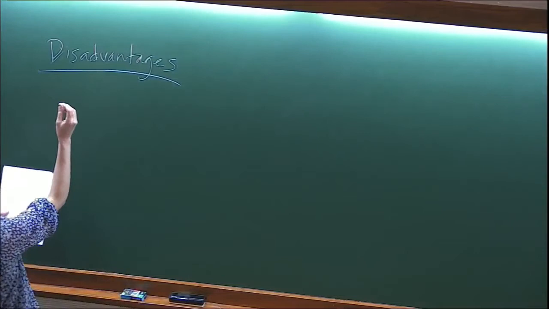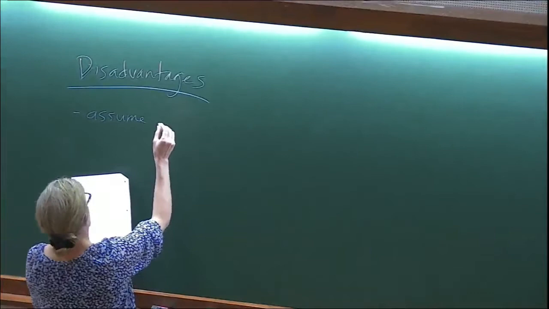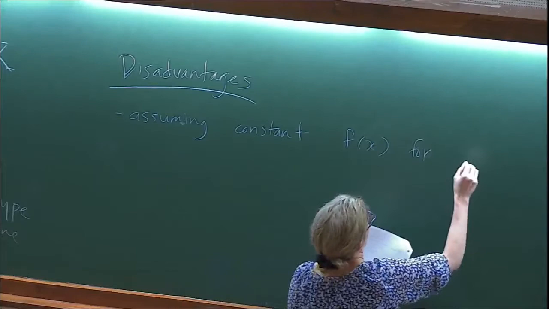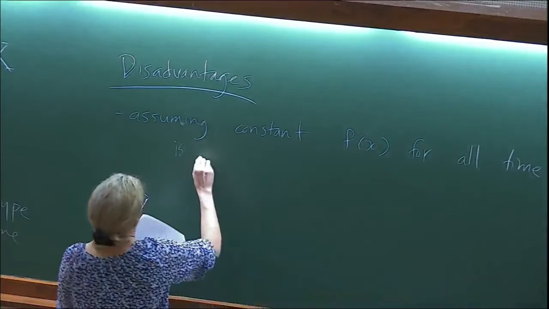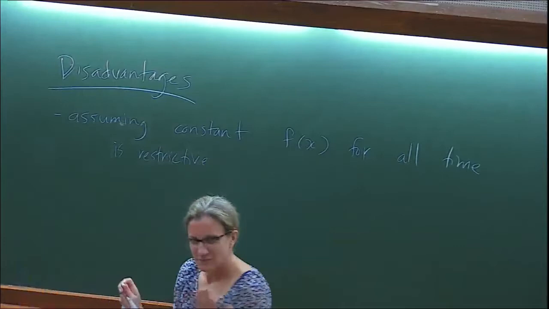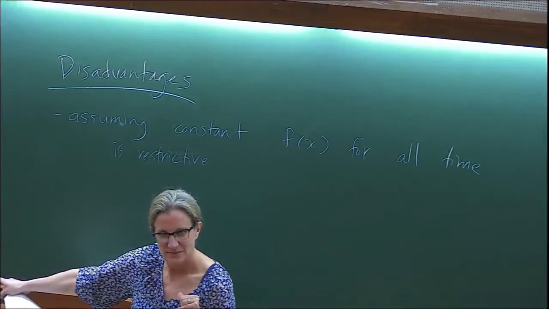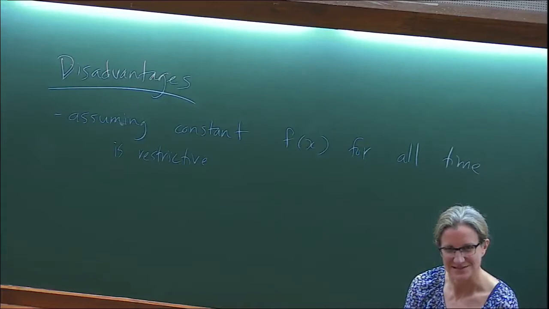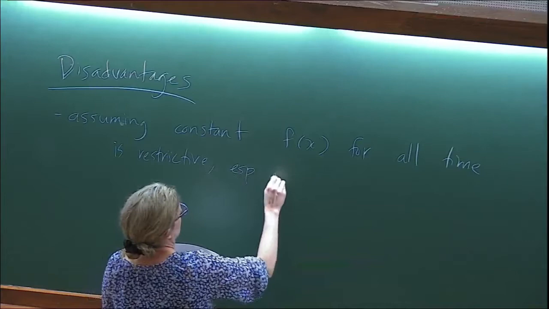I put here that assuming this kind of constant f of x for everyone, or for all time, is really the problem. But we could change things in time, because we could use a continuous time process. So it's not really the time that's the issue. I'm trying to lead you. Yeah, the number of individuals is the issue. For all is restrictive, especially when I'll call it the mutant. Well, I guess we could just call it the lineage.